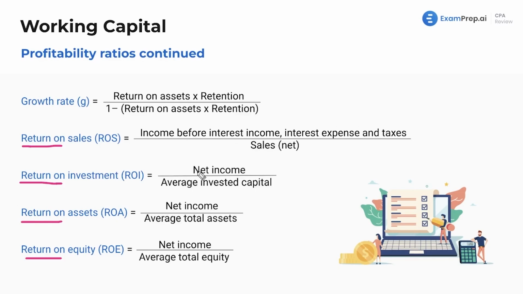ROI, return on investment. This is net income divided by average invested capital. So really net income divided by investment, net income divided by assets, net income divided by equity. It's just average invested capital, which is generally what you put up, right? Your assets that you invested. So similar here, we're going to have a little bit of similarity between these two. Just keep running through. Make sure you have these memorized and you'll do well.